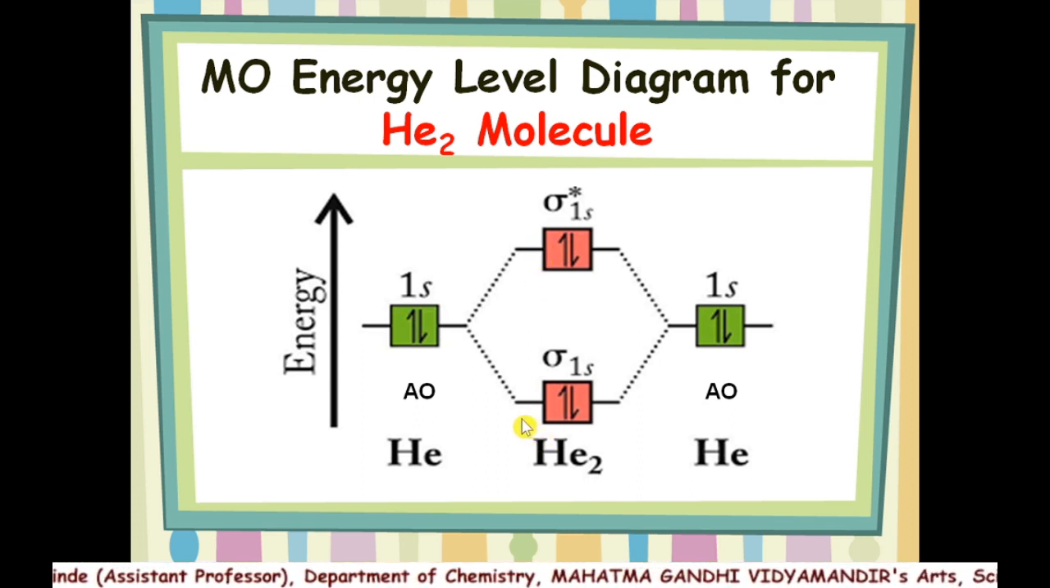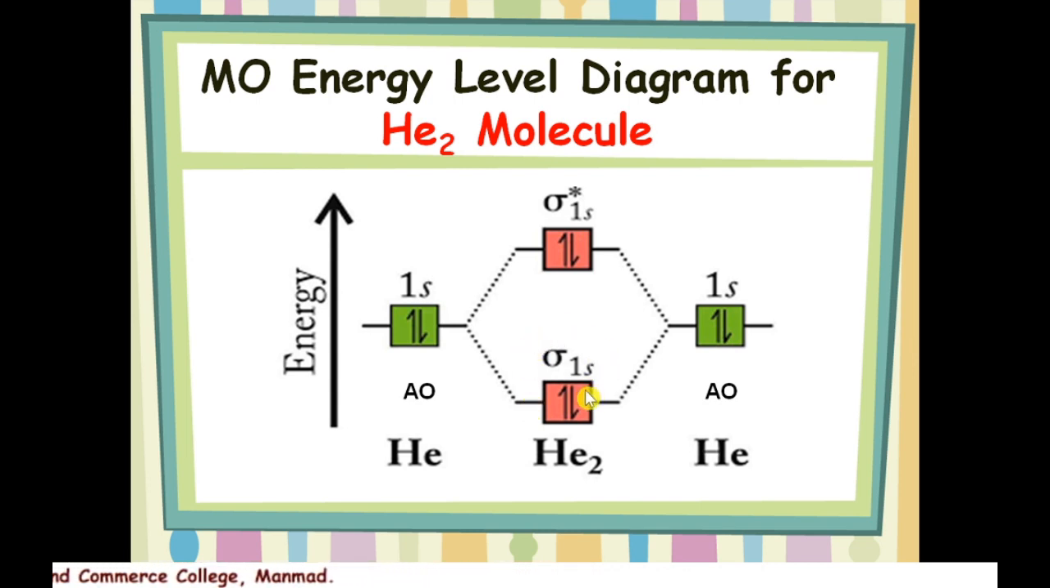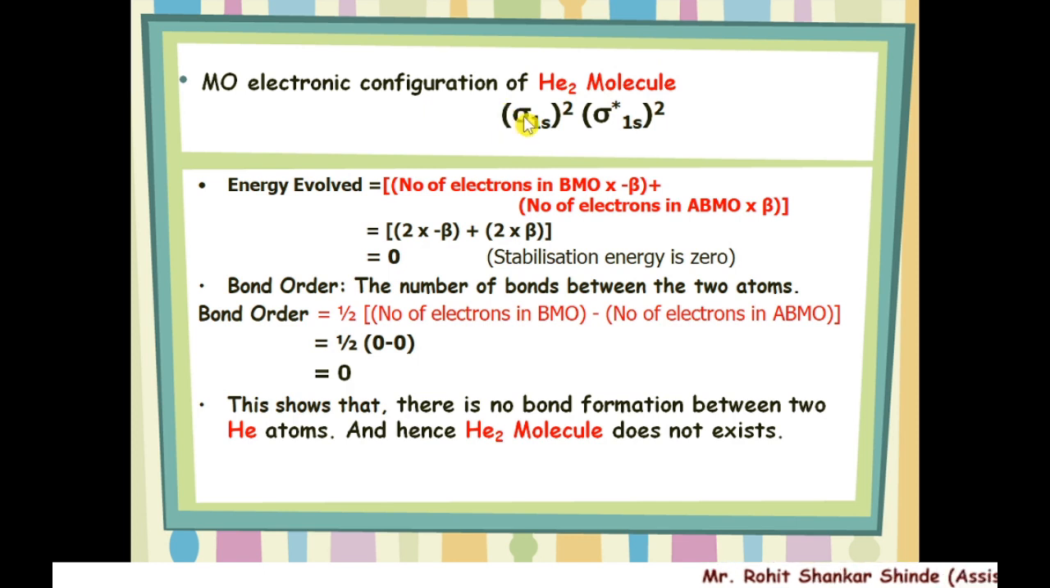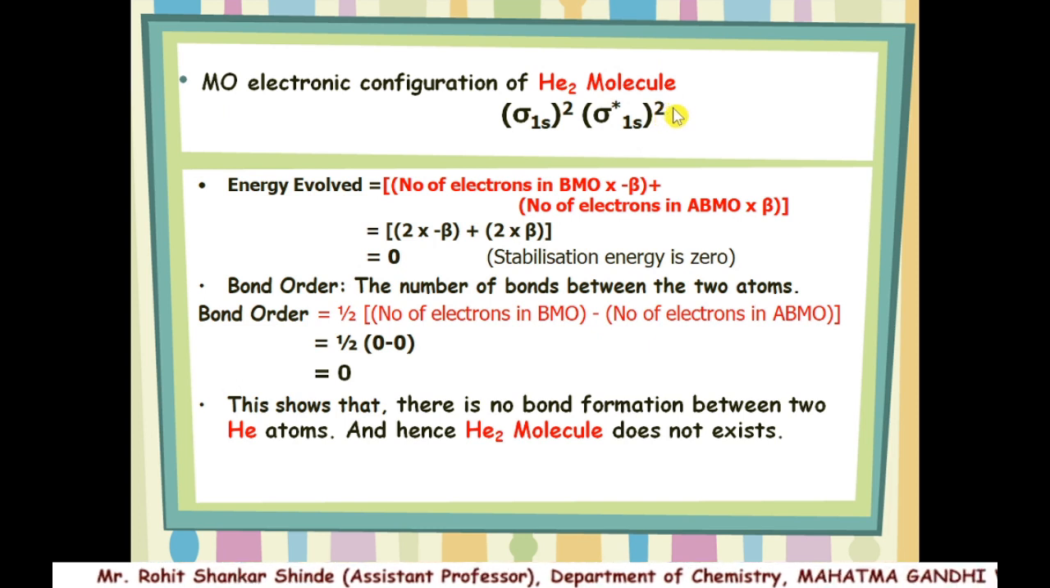We can easily predict the molecular orbital electronic configuration for the He2 molecule. In He2, sigma 1s possesses 2 electrons. Sigma star 1s also possesses 2 electrons. So its molecular orbital electronic configuration can be written as sigma 1s2, sigma star 1s2. This is the molecular orbital electronic configuration for the He2 molecule.